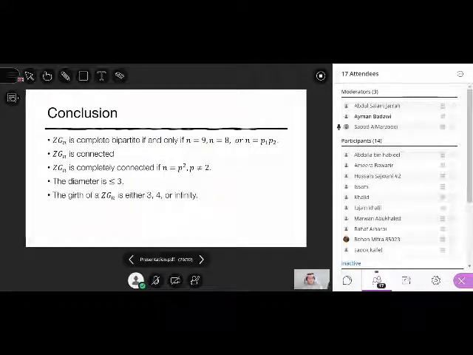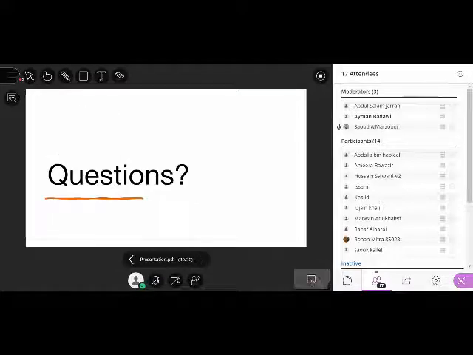Just a quick recap. ZGN is complete bipartite if and only if n equals 9, n equals 8, or n equals the product of 2 primes. ZGN is always connected. ZGN is completely connected if and only if n equals p squared, where p is not equal to 2. The diameter of ZGN is always less than or equal to 3, and the girth of ZGN is either 3, 4, or infinity. Questions?